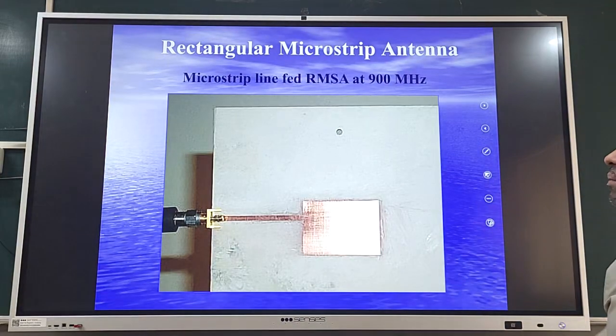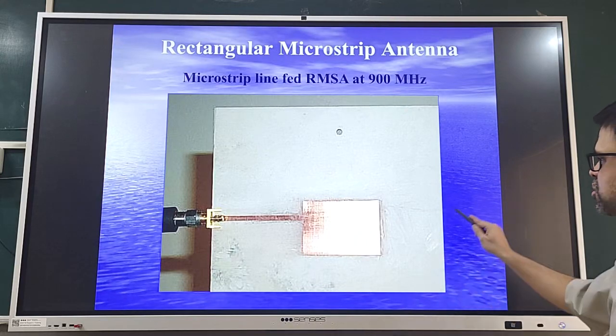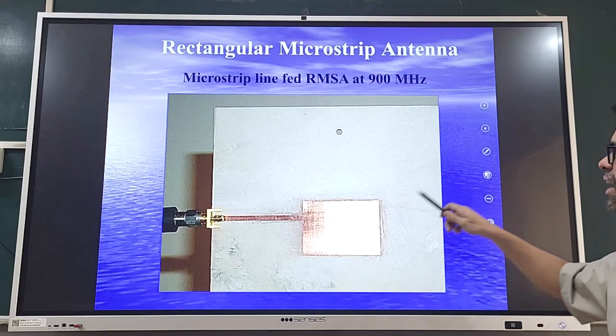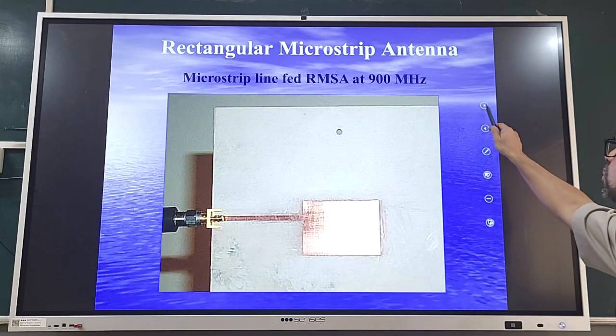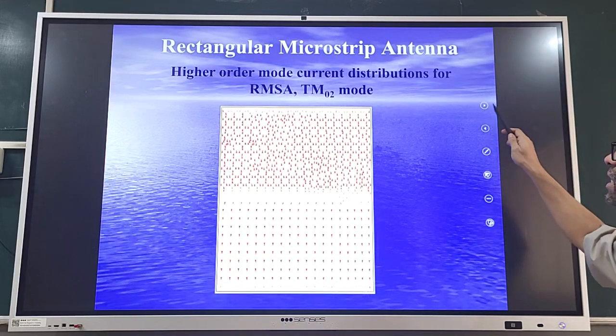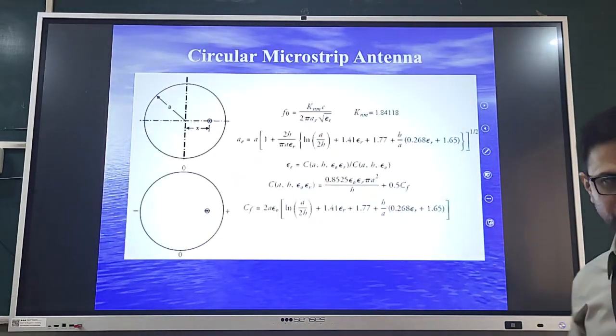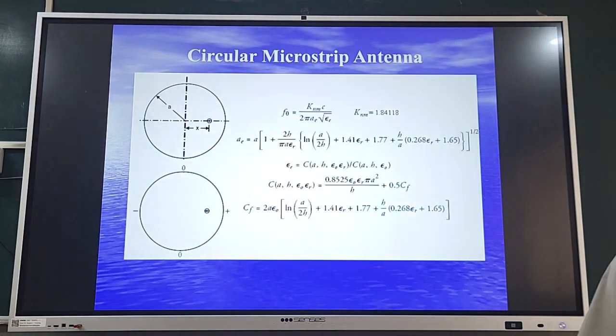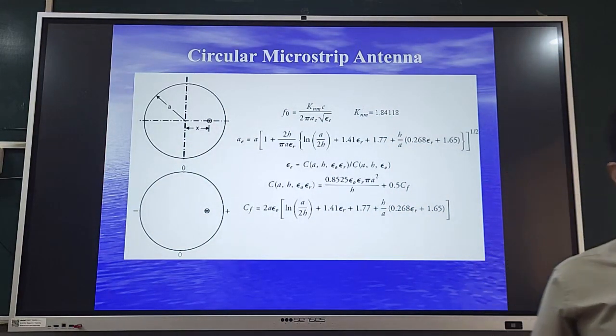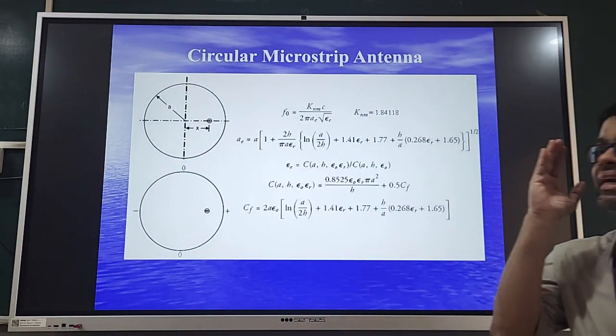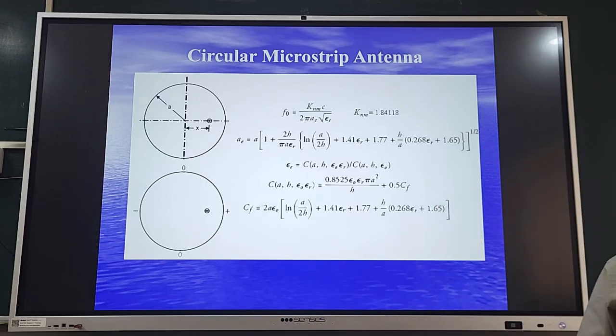Okay, this is one such fabricated prototype of a microstrip line fed design. Side wave edge connectors can be used. Okay, these are already discussed. What is the effect of the 02 mode? Okay, so here now we have concluded your rectangular patch design.